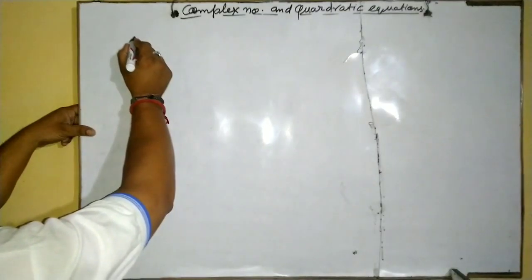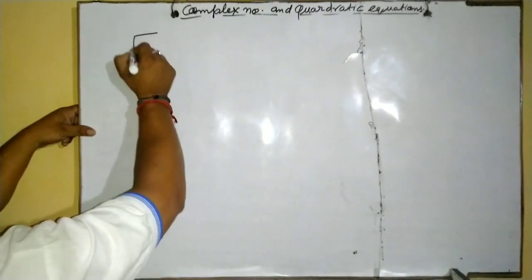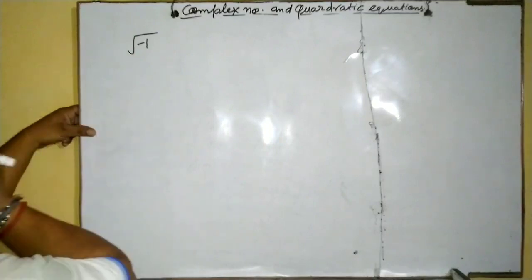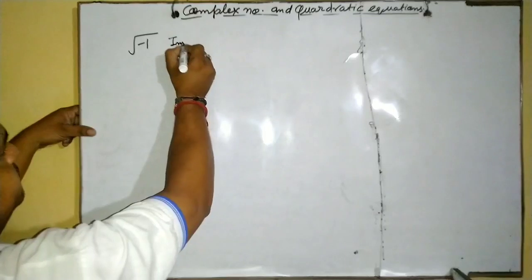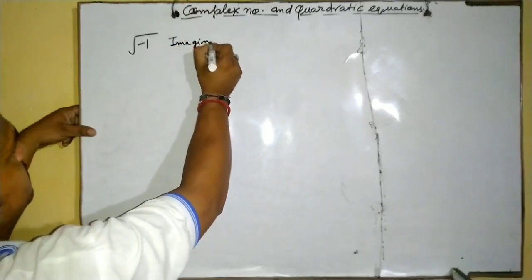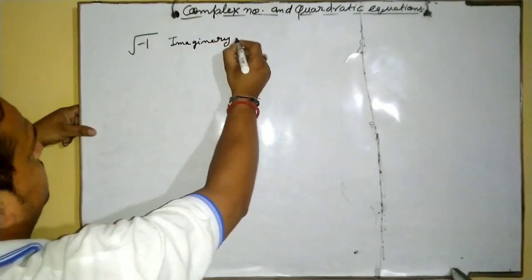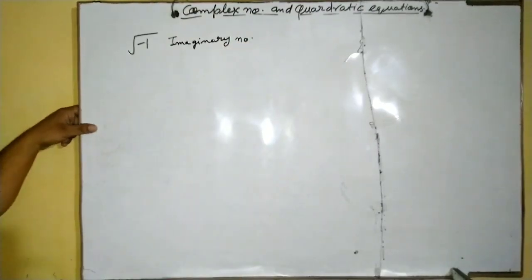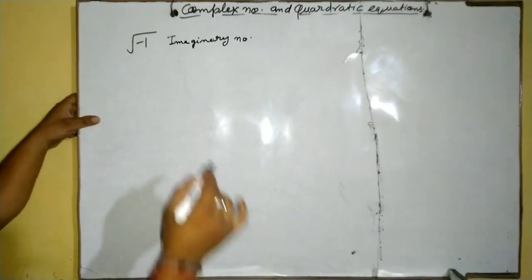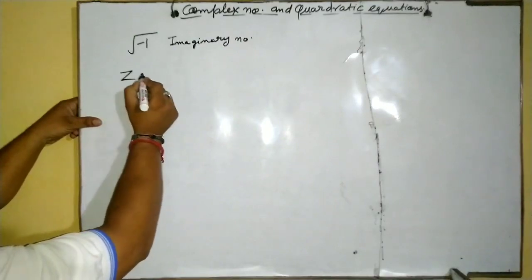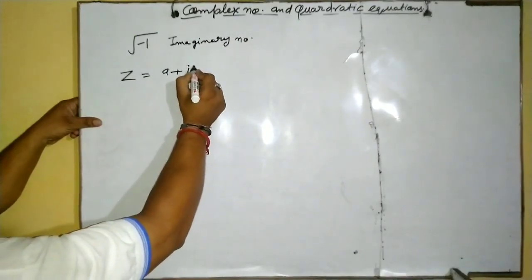Any negative number in a root is known as an imaginary number, like root minus 1 is an imaginary number. And the number which has the form a plus ib, where a is the real part and ib is the imaginary part, is known as a complex number. This is z equals a plus ib.